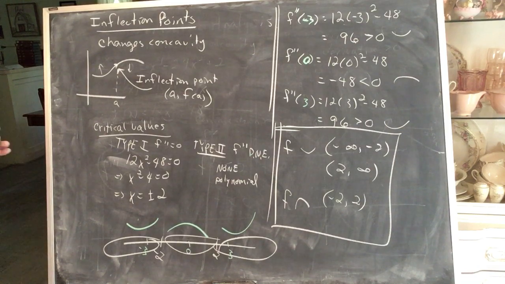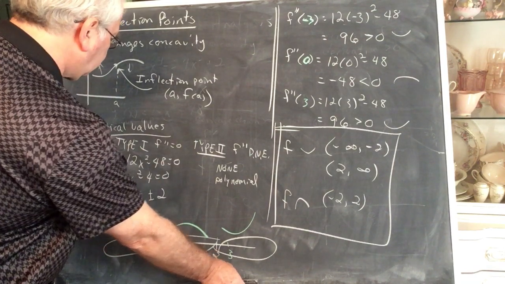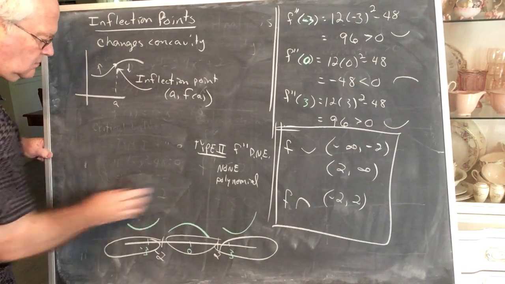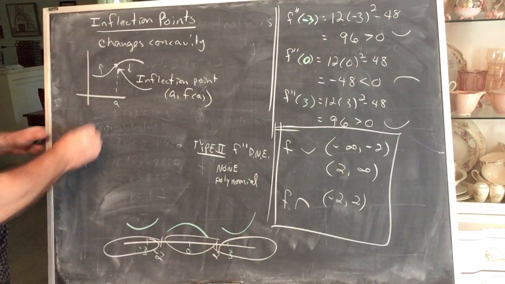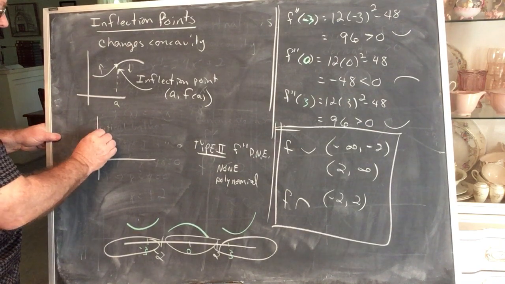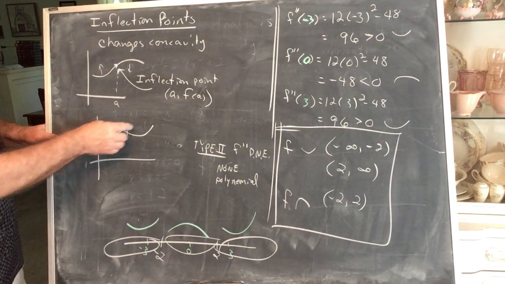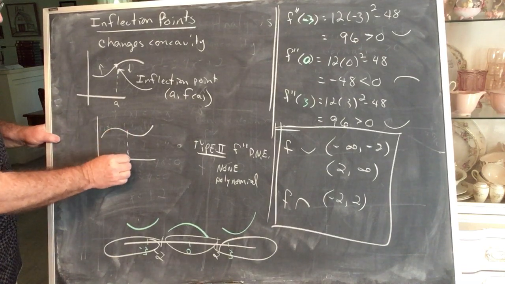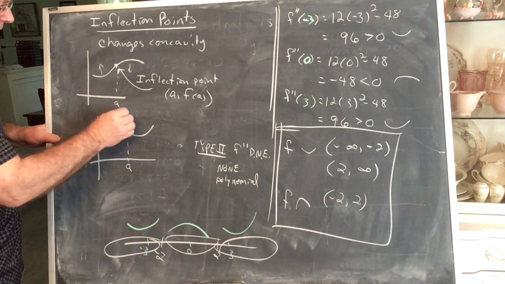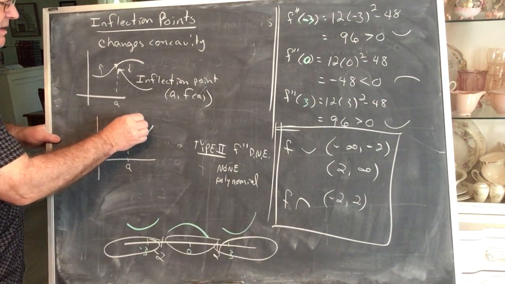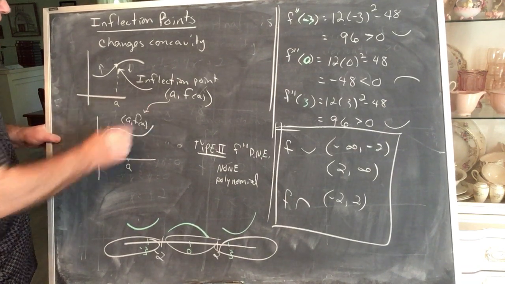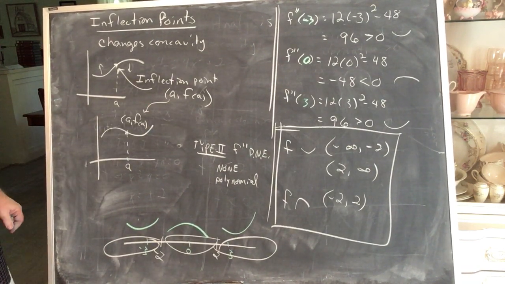This changed from concave up to concave down. Similarly, if a curve changes from concave down to concave up, it must have changed. Here's concave down, here's concave up. This is an inflection point at A, f of A. All right?